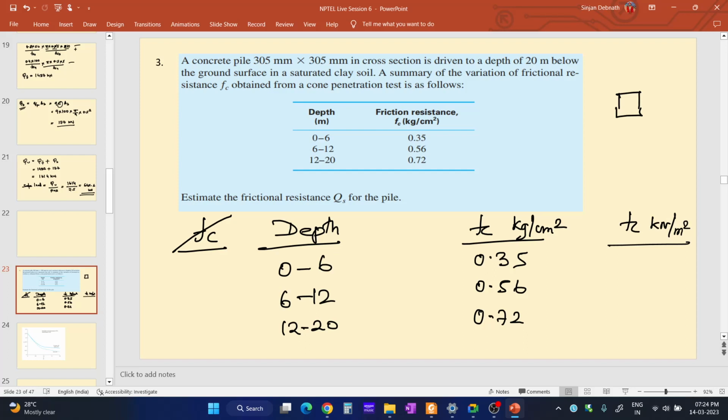If we convert this into kilonewton per meter square, 0.35 will be 34.34 kilonewton per meter square, 0.56 will be 54.94, and 0.72 will be 70.63. I hope you know how to convert this frictional resistance from kg per centimeter square to kilonewton per meter square. So this is FC in kilonewton per meter square.